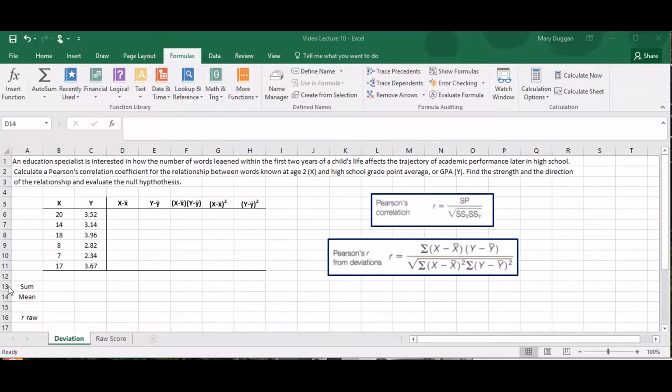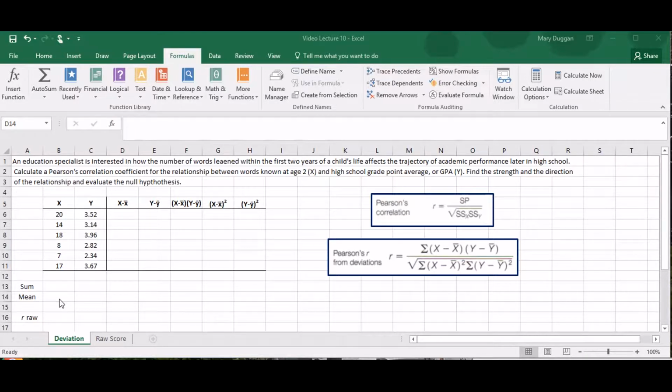So in this case, our x scores right over here represent the number of words learned within the first 2 years of life, and the y scores represent high school grade point average, or GPA. Correlation uses deviation scores, and so the first step is to find the means from which the scores will deviate.